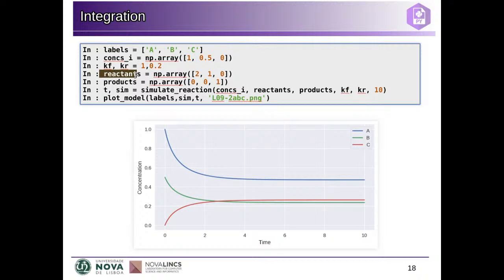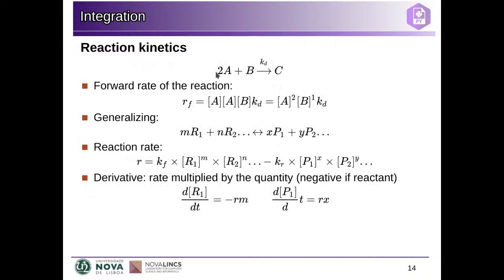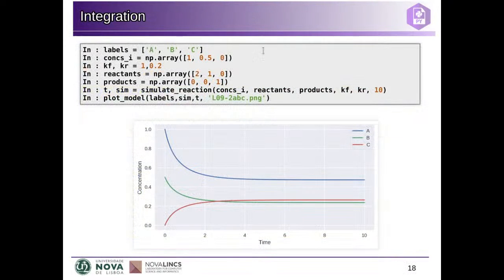So the reactants are 2 of A, 1 of B, and 0 of C, because we have this reaction here. So this reaction has 2 of A, 1 of B, and 0 of C on the reactant side of the reaction. And this is what we specify here, 2, 1, 0. On the side of the product, we only have C. So we have 0 of A, 0 of B, and 1 of C. And these are the stoichiometric coefficients for the product. Now we simulate the reaction using these parameters, and we plot it here.